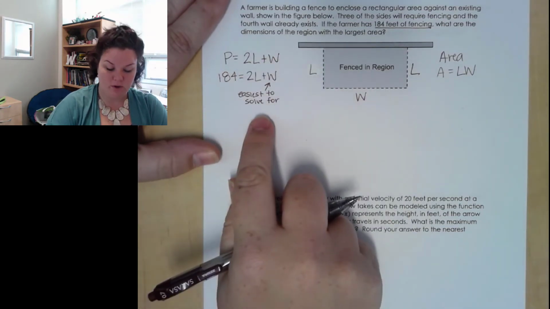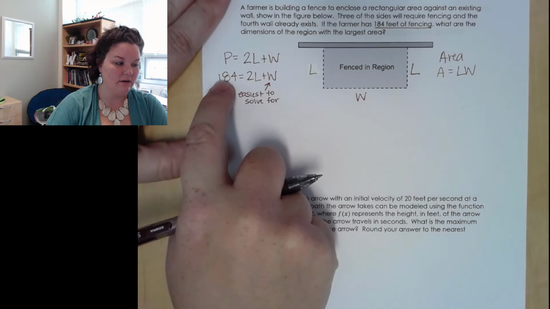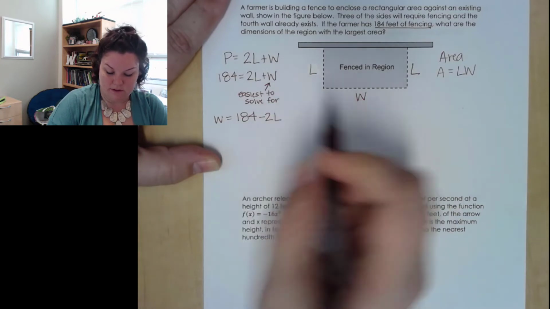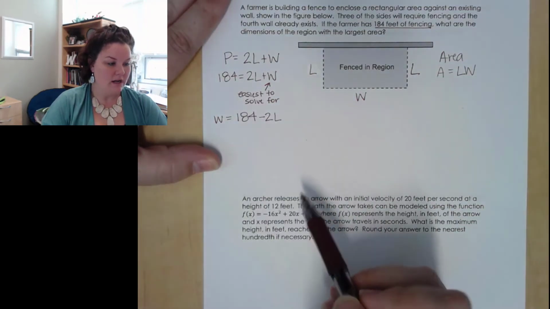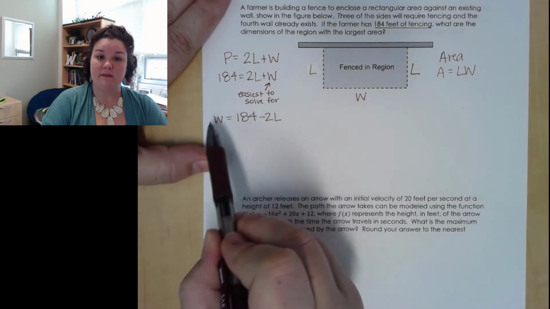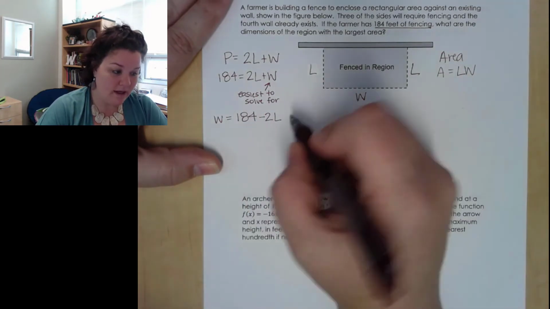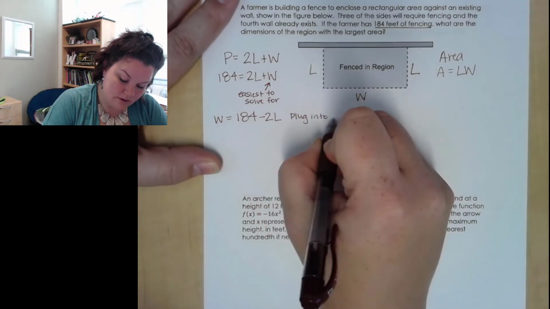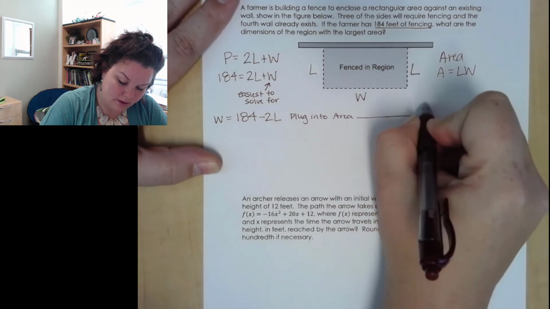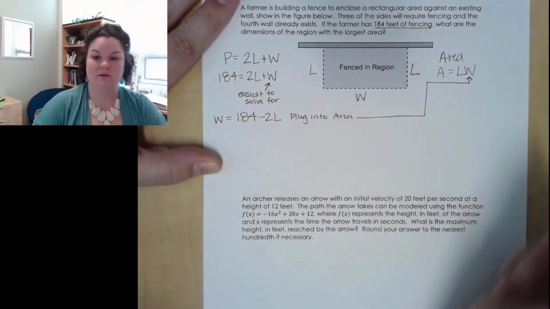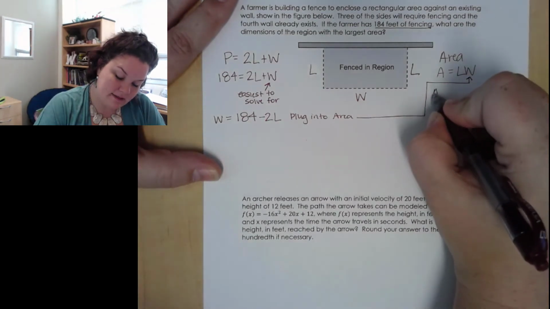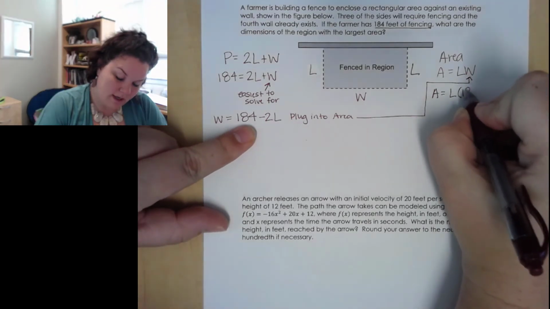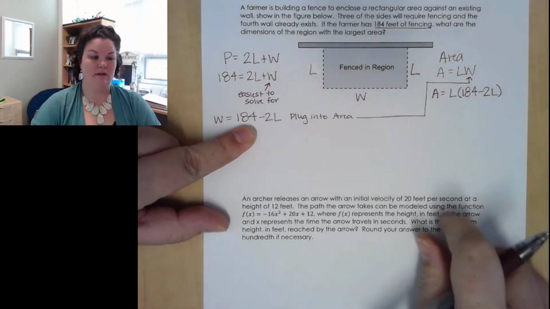So in order to solve for W, all we have to do is subtract 2L to the other side. So we have W is equal to 184 minus 2L. We just move that 2L to the other side. All right, so now that we have the formula for our width, we can go ahead and plug it in. So I'm just going to say plug into area. So we're going to plug it in up here for W. So now we have A is equal to L times, we're replacing W with what we got over here, which is 184 minus 2L.